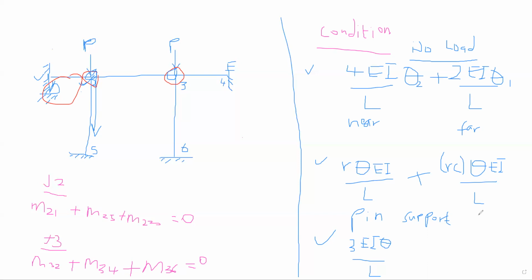So have you noticed them? Have you noted them down? Yeah. So that means that for the third one, it's only 3 EI theta over L. Yes, please. Okay. That's for the first one. The third one. Okay.